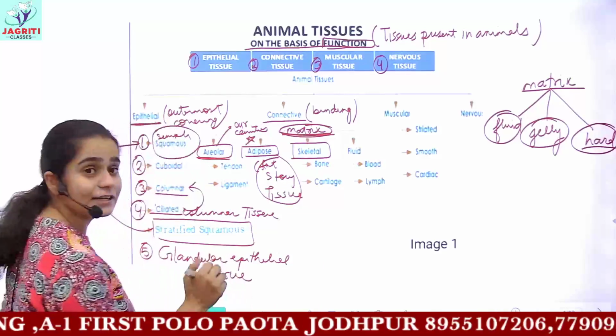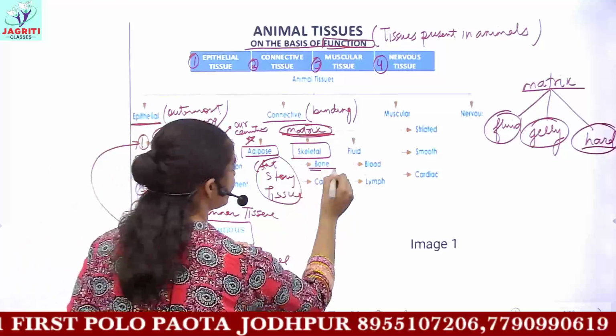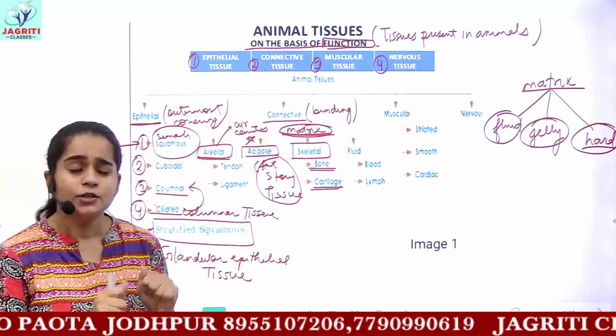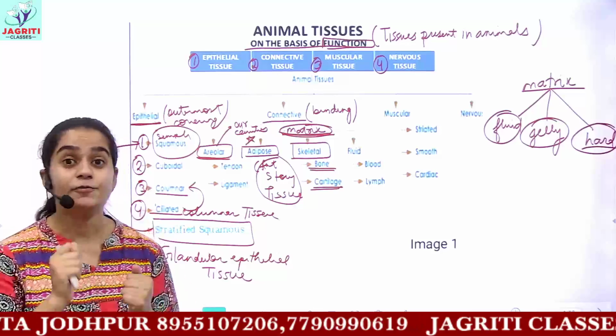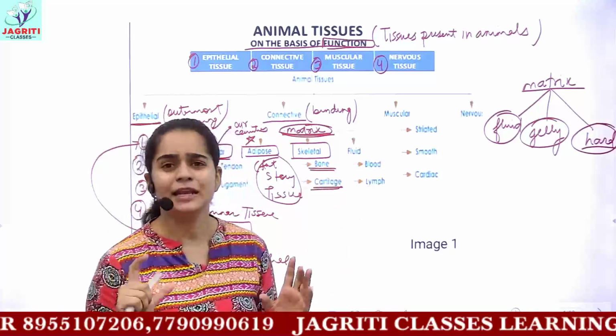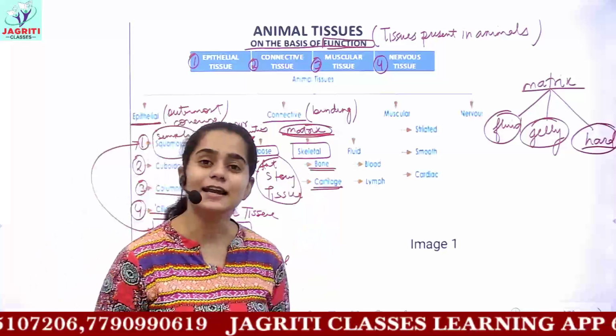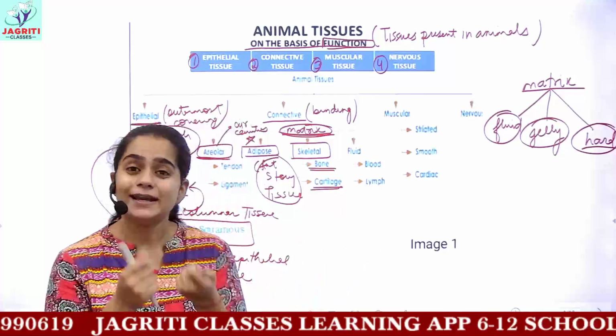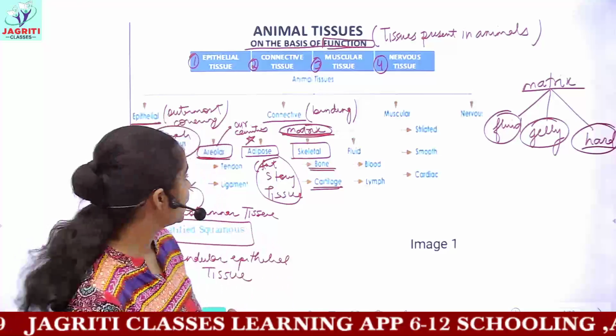Next comes your skeletal tissue. In skeletal tissue you have two subgroups, that is bones and cartilage. Bones are very rigid. You cannot try to bend a bone. If you try to bend any bone, then you will break it off. But cartilage is flexible compared to bone, and it can be bent to a limited extent.